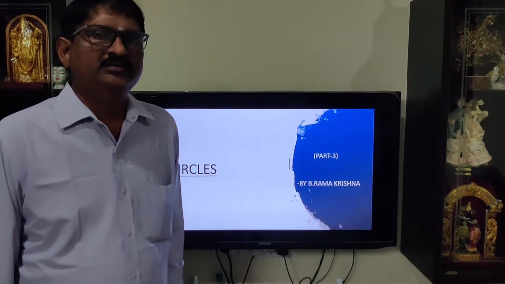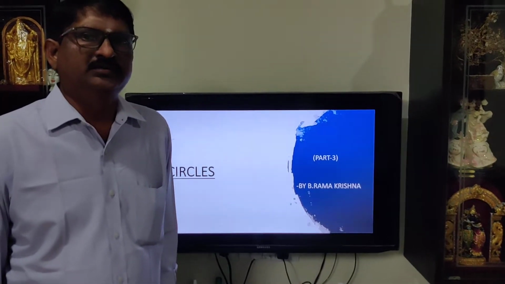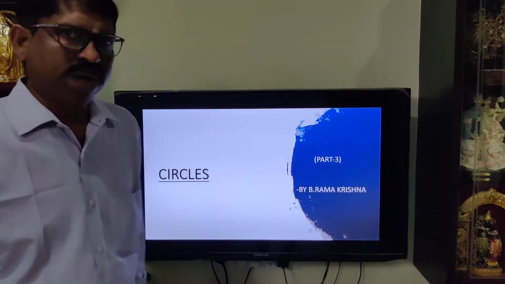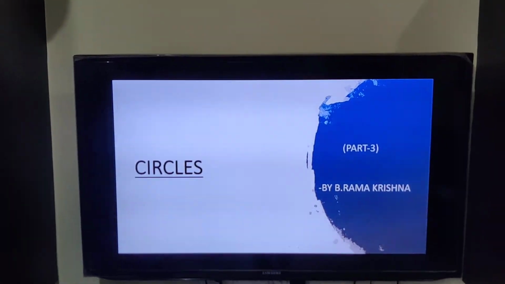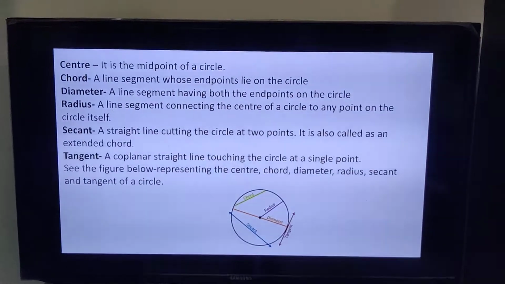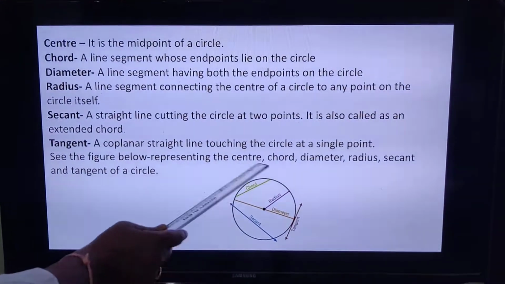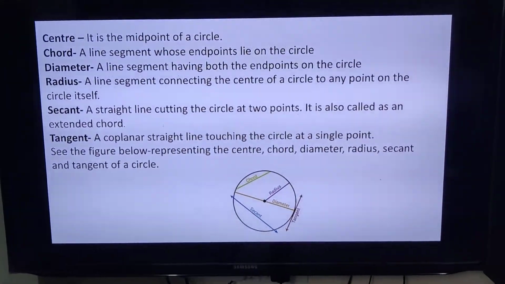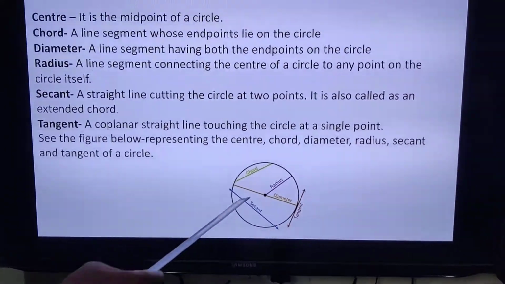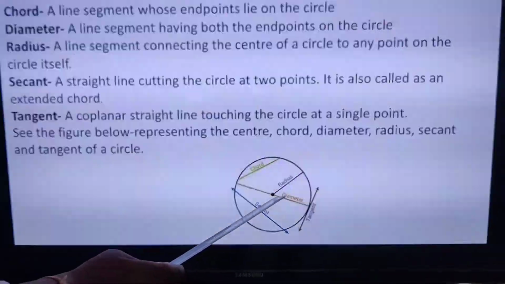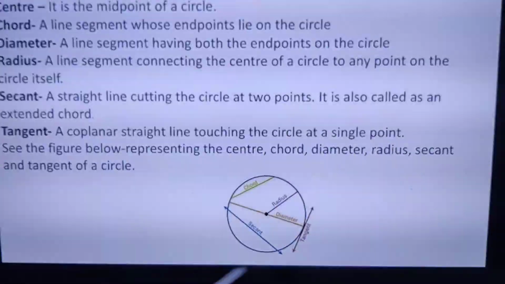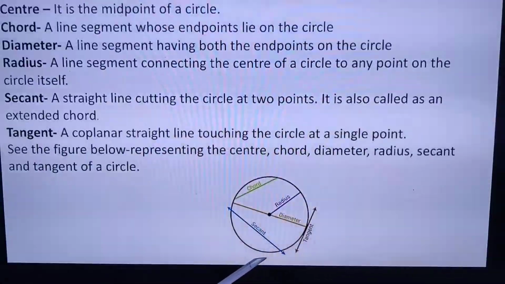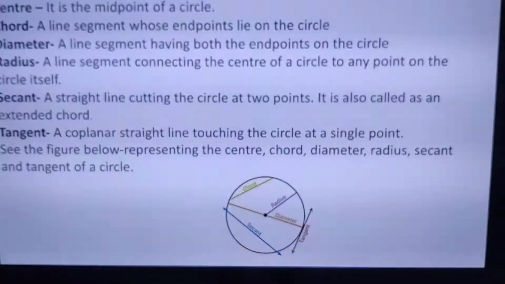Today we discussed circles, part 3. In this, if we observe this diagram, what do we observe here? Center. This is the center of the circle, and it is the midpoint of a circle also.